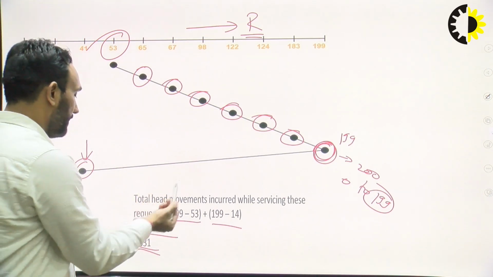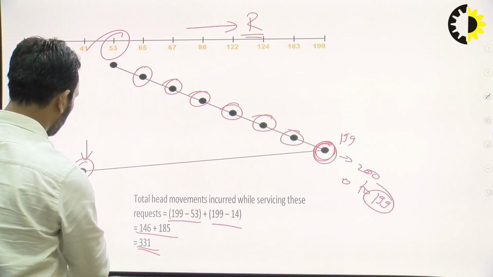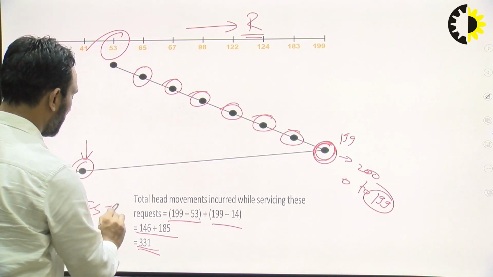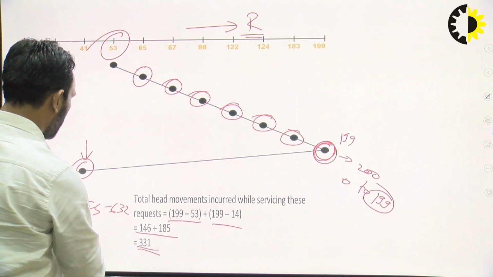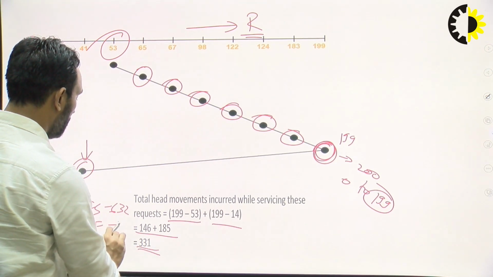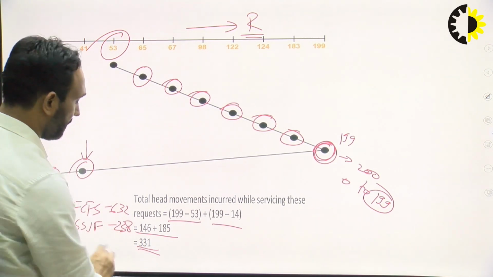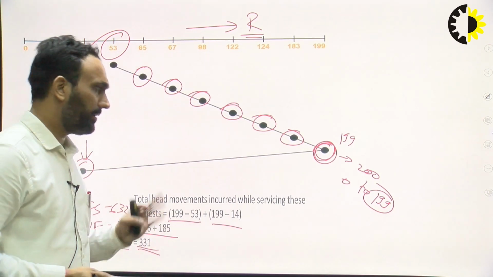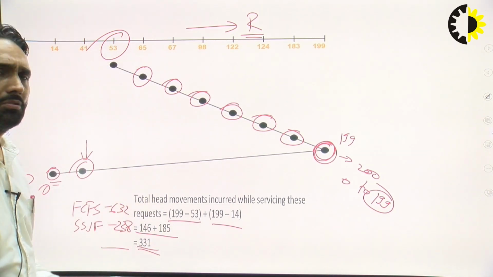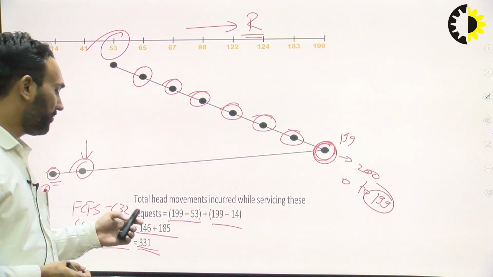And what is it in FCFS? That is 632, and in SSTF it is 238 something. So we can also say that this method is also good for calculation of the head location.